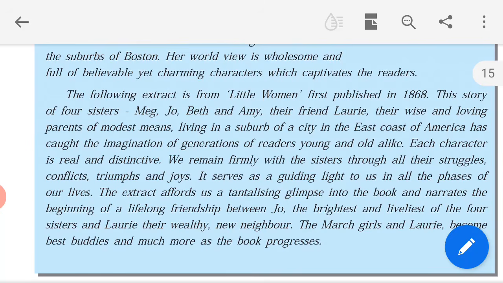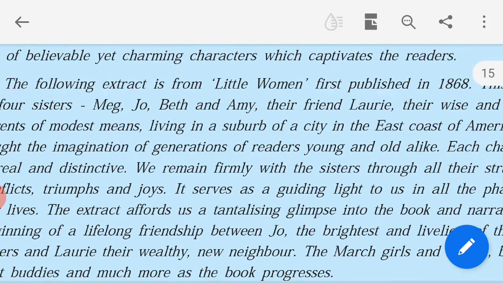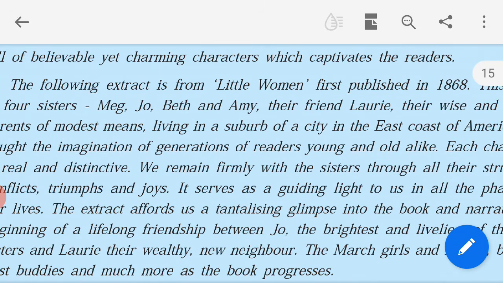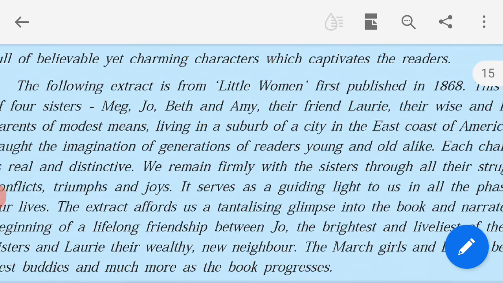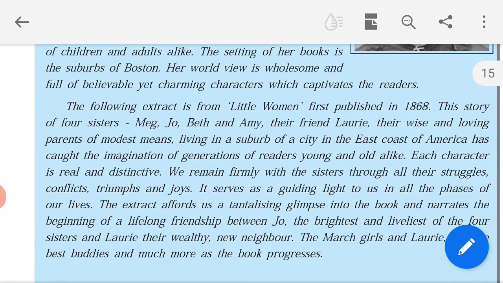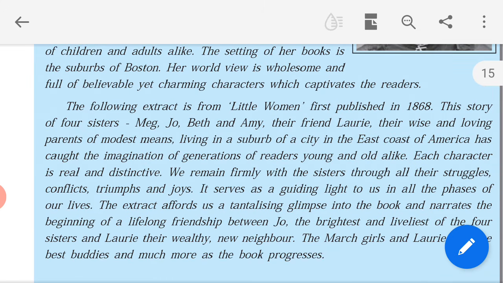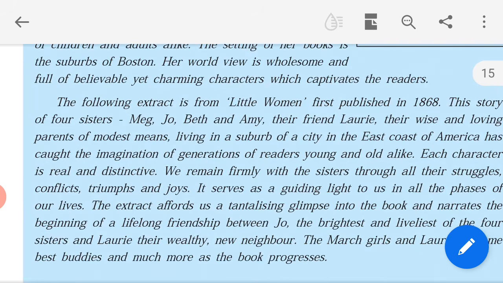The next character is Laurie Lawrence, the rich boy who lives next door to the March family, meaning a neighbor of the four sisters. Laurie, whose real name is Theodore Lawrence, is charming, clever, and has a good heart. The next character is Mr. Lawrence, Laurie's grandfather and the Marches' next door neighbor, another neighbor of the March family. He seems gruff, but he is loving and kind.